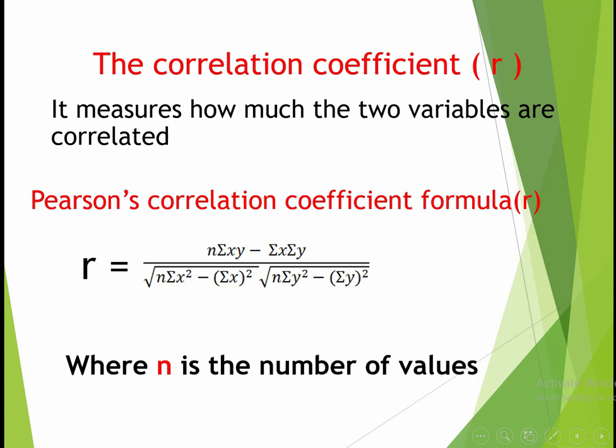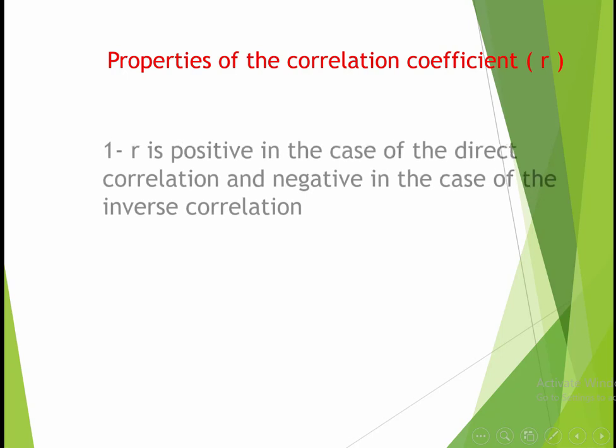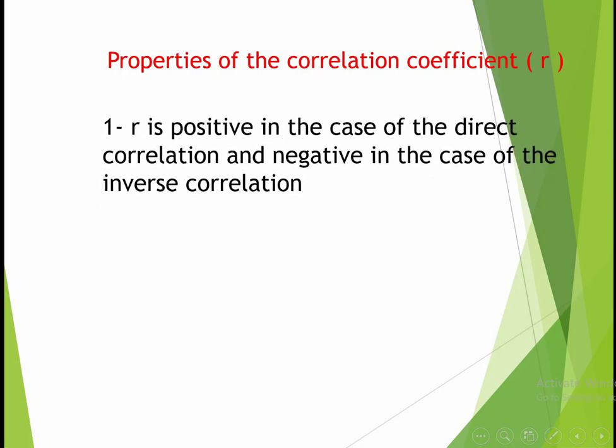Where n is the number of values. And properties of correlation coefficient. First property, R is positive in case of the direct correlation and negative in case of the inverse. Positive 1 means a direct relation, negative 1 it's inverse. And the value of R lies between negative 1 and 1.